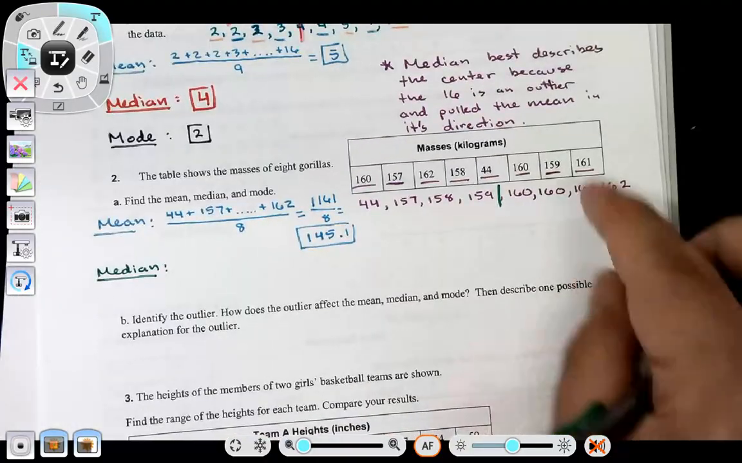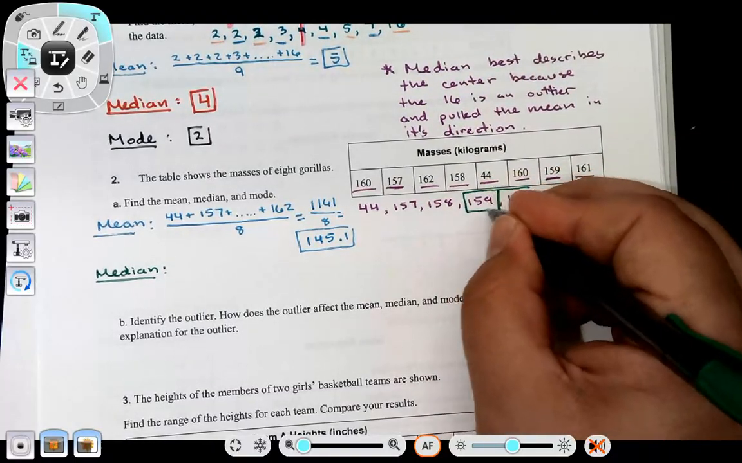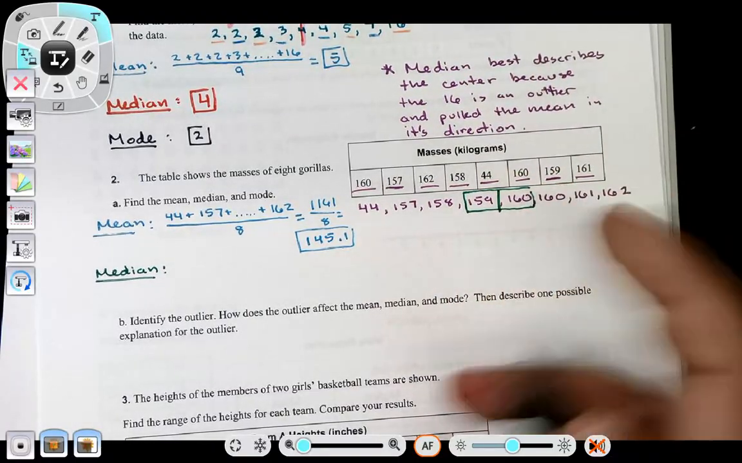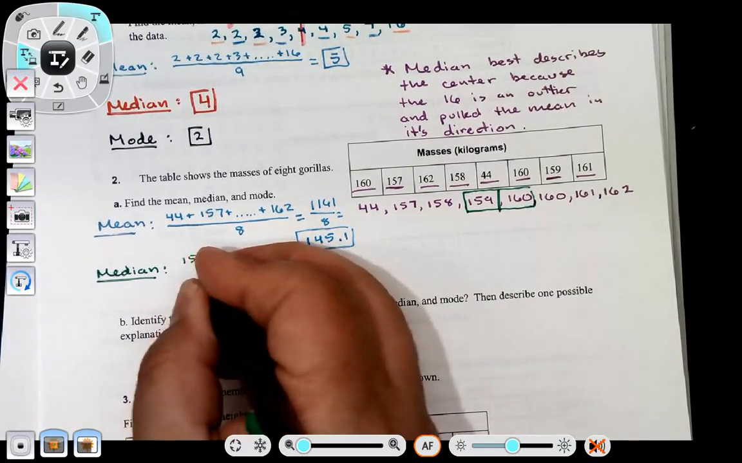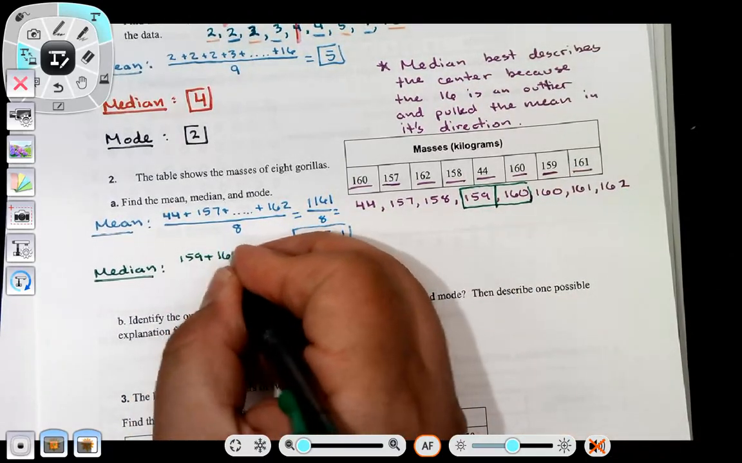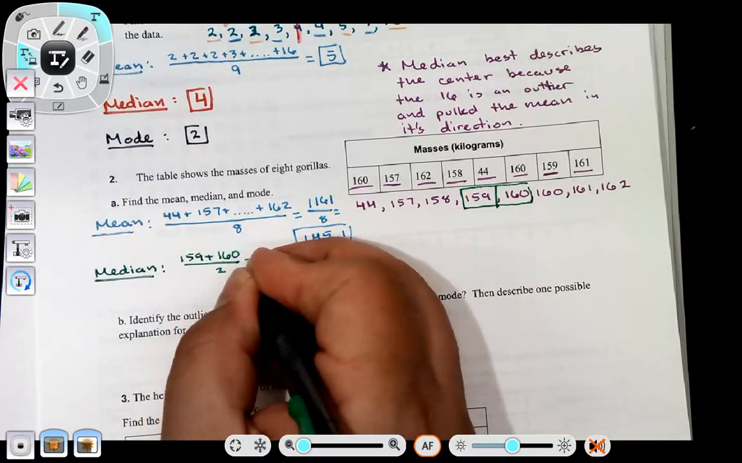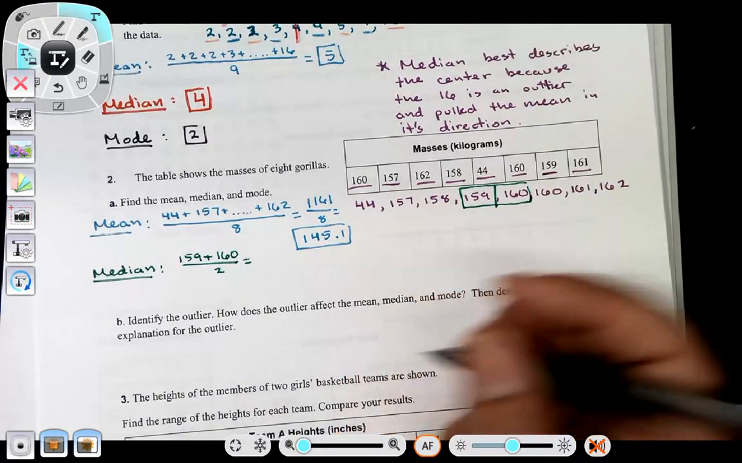Did I go through a number? No, that means I've got to use these two numbers. And what am I going to do with those two numbers? Add them up. So 159 plus 160. And then I'm going to divide it by 2. Okay? So let's do that. 159 plus 160. And then I'm going to divide it by 2. Okay? I've got 159.5.